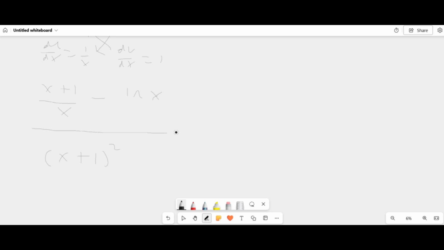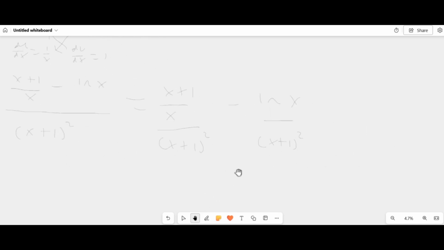And now what you want to do is split it up. So basically that over that minus that over that. So x plus 1 over x, over x plus 1 squared, minus ln x over x plus 1 squared. Alright, cool. No problem.